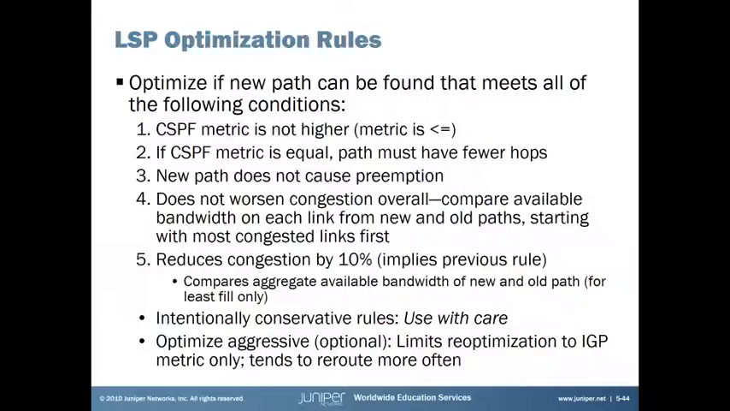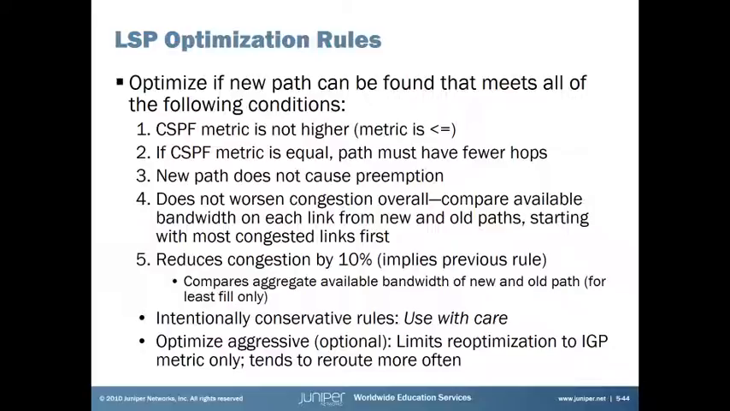So what happens then is that the CSPF algorithm will take a look at the topology and evaluate a number of parameters. And if it finds a favorable situation, it can then re-signal that LSP through a better path. So what does it look at? It looks at the CSPF metric is not higher than what it currently is. The CSPF metric is equal. The path must have fewer hops. So these are the parameters, these are the constraints, these are the conditions under which optimization will occur.